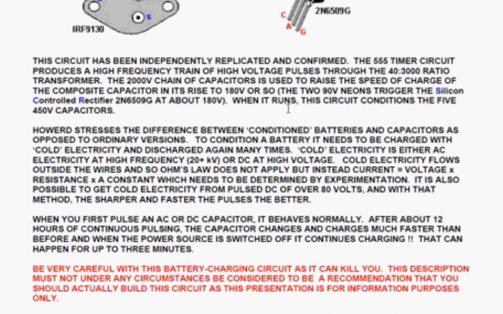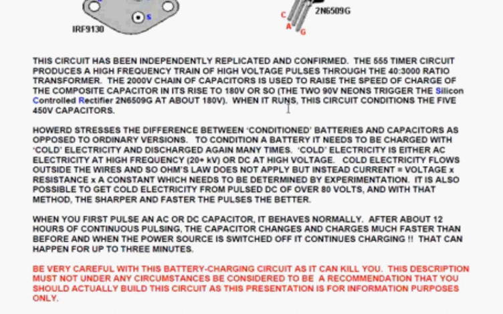When you first pulse an AC or DC capacitor, it behaves normally, but after about 12 hours of continuous pulsing, the capacitor changes and charges much faster than it did before, and when the power source is switched off, it continues charging, and that can happen for up to 3 minutes.